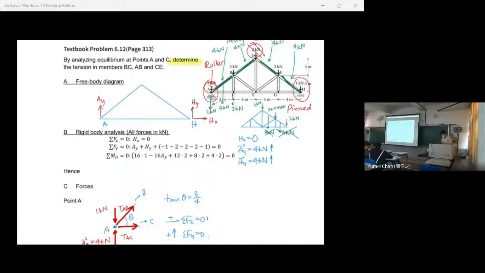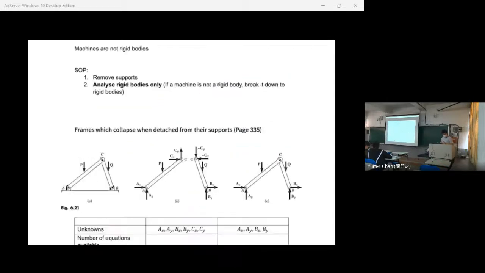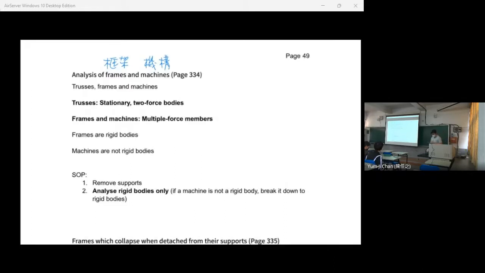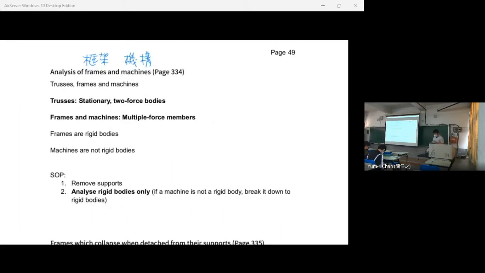Go on with the second part of chapter 6. Now we have of course analyzed trusses, and now we go on with frames and machines.